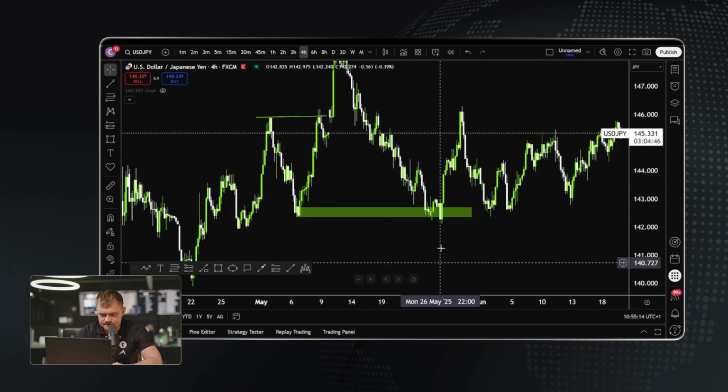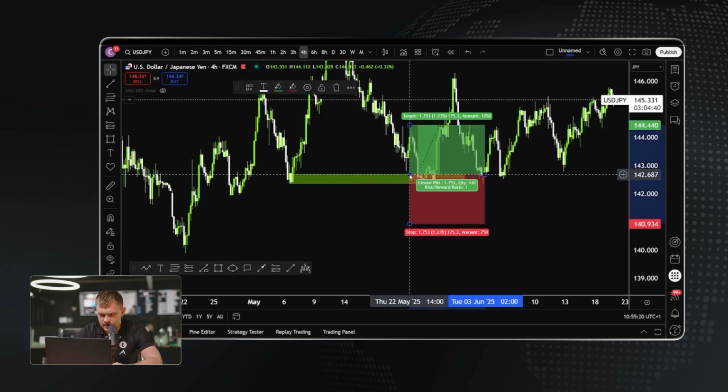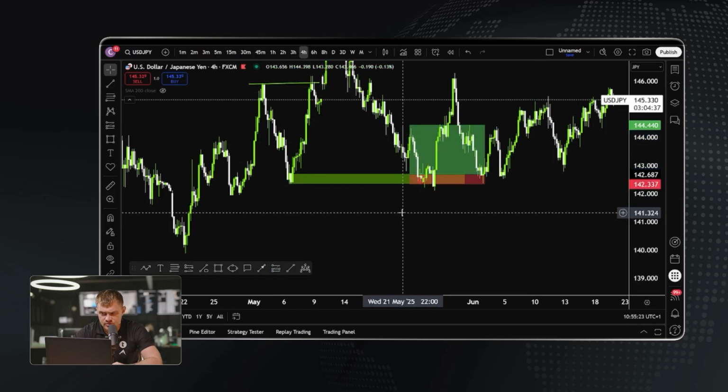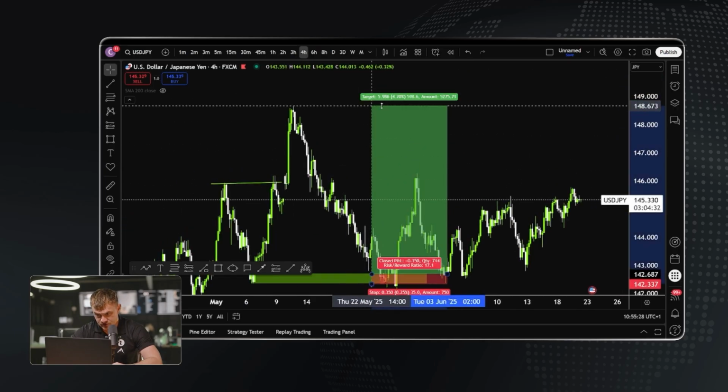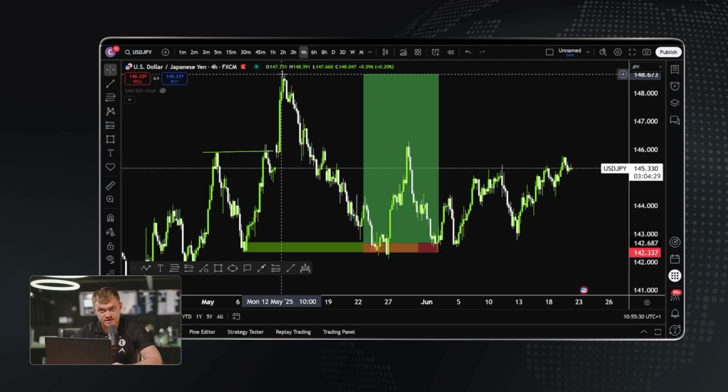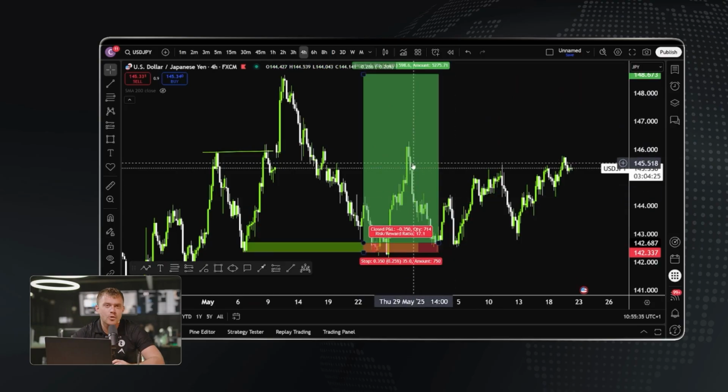However, as you can see, if we decided to go long there, with, to be fair, a really tight stop loss, and tried to target this high, you can see how much risk reward you get by targeting the most recent high, basically the top of the impulsive move. It's a 17-to-1 risk reward.